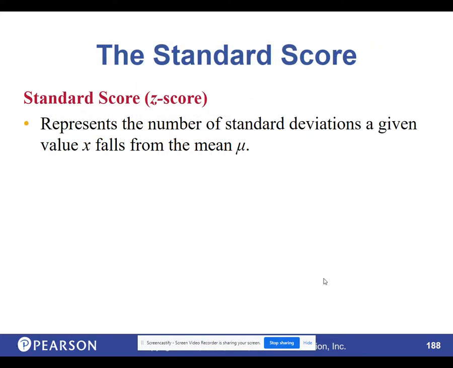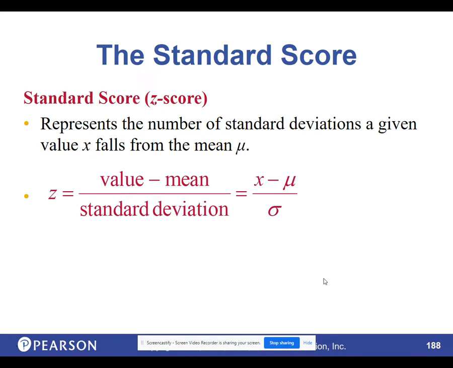Now, the z-score is the one I wanted to get to. For the z-score, we take our value minus the mean. Remember this value minus the mean? What was that called? We talked about that yesterday. It's the deviation. You take your deviation and divide it by your standard deviation. That'll get you your z-score: x minus mu, over the standard deviation.